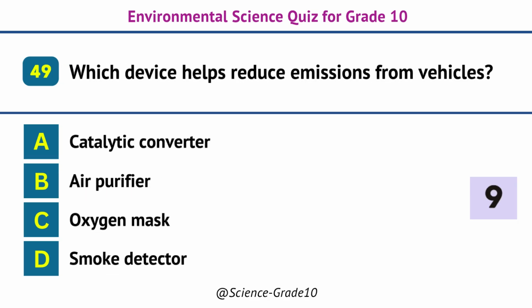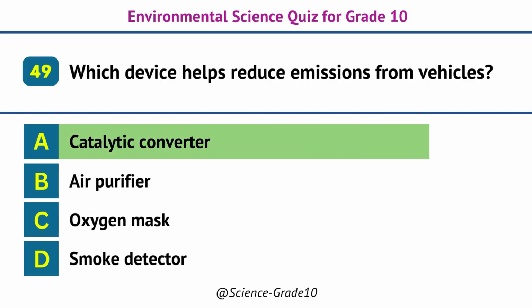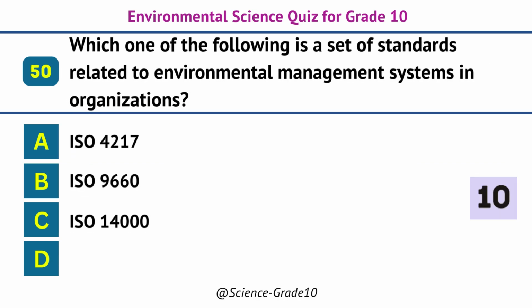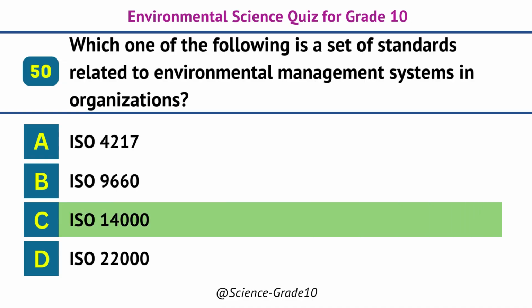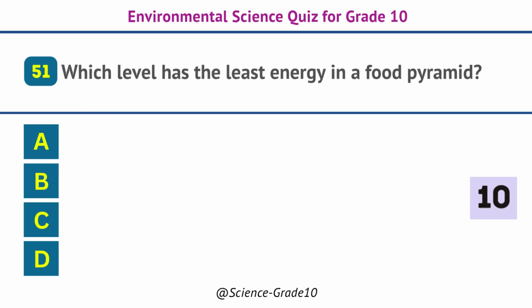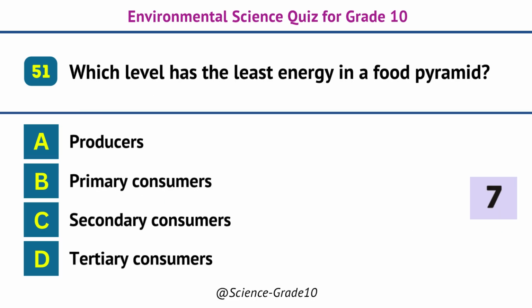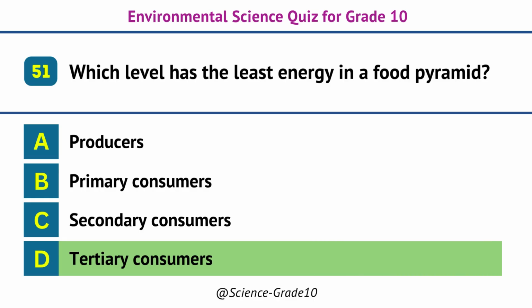Which device helps reduce emissions from vehicles? Catalytic converter. Which one of the following is a set of standards related to environmental management systems in organizations? ISO 14000. Which level has the least energy in a food pyramid? Tertiary consumers.